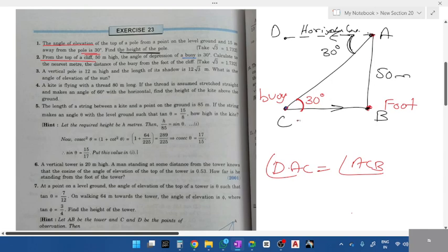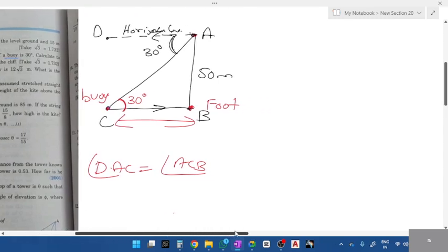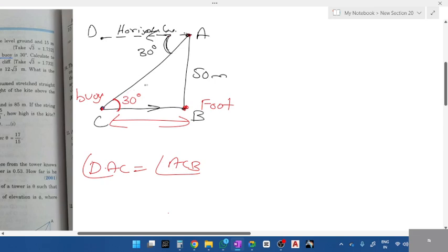What you have to find here is the distance between C and B. So which angle do we need to choose here? Both are 30 degrees, so take angle ACB. From angle C's point of view, which value is given? 50 meters is the opposite side, the perpendicular. What is asked to find? The distance between C and B.